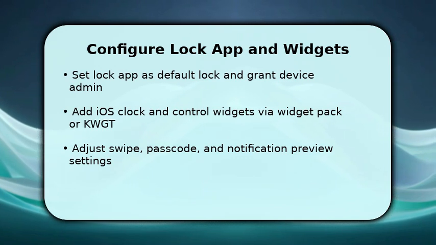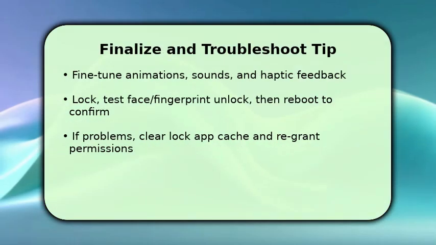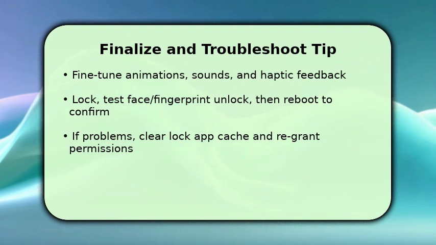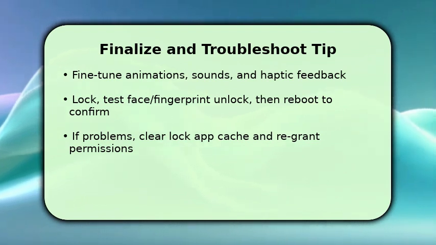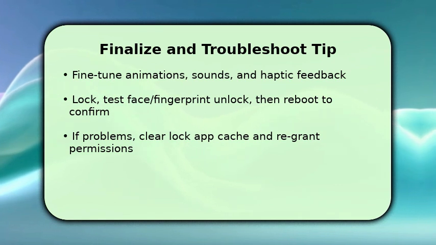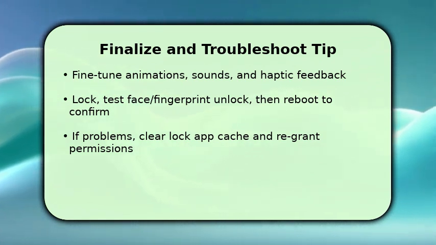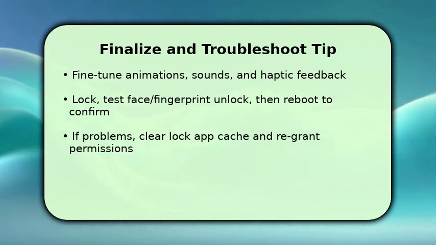Finish by refining animations, sounds, and haptic feedback so the result feels consistent. Adjust duration and easing where the lock app exposes those options. Test full flows. Lock, unlock with PIN, fingerprint, or face, and use shortcuts from the lock screen. Reboot your device to ensure the lock app starts reliably.